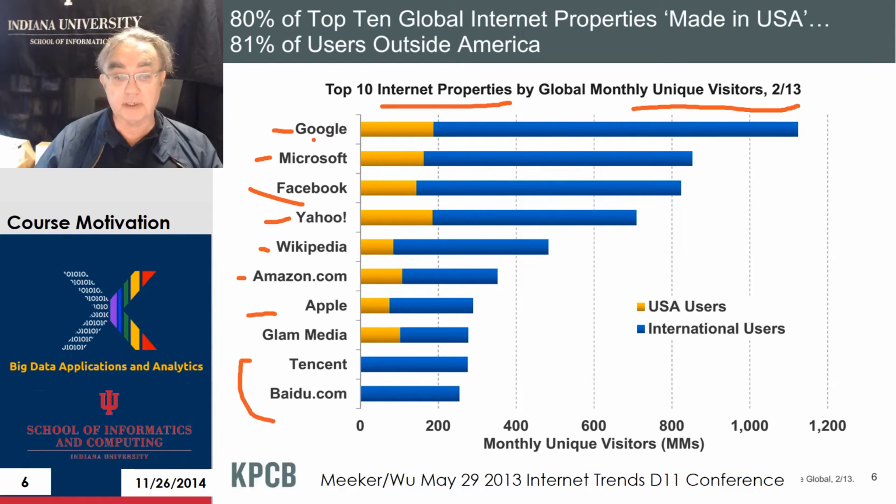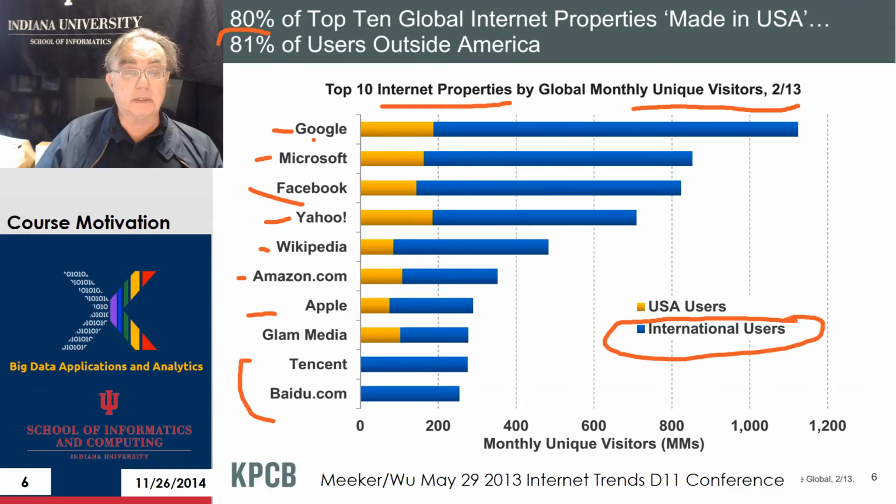And the interesting feature is the blue are international users, so that dominates the Chinese sites. But even if you look at the US sites, they're largely international users. So this is a rather remarkable statistic. 81% of the users are outside the USA, but 80% of the sites are inside the USA, which shows that as the USA remakes this industry, it's exporting internet sites in a rather dramatic fashion.